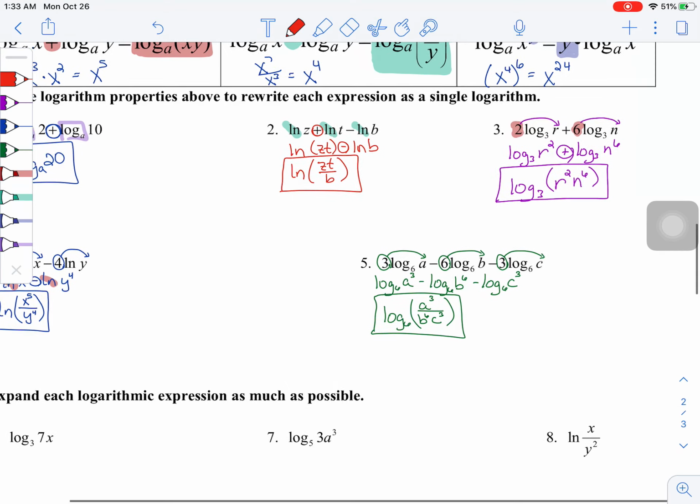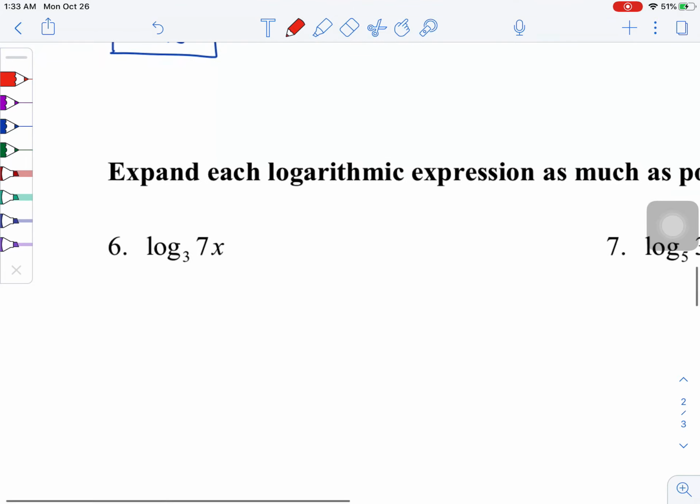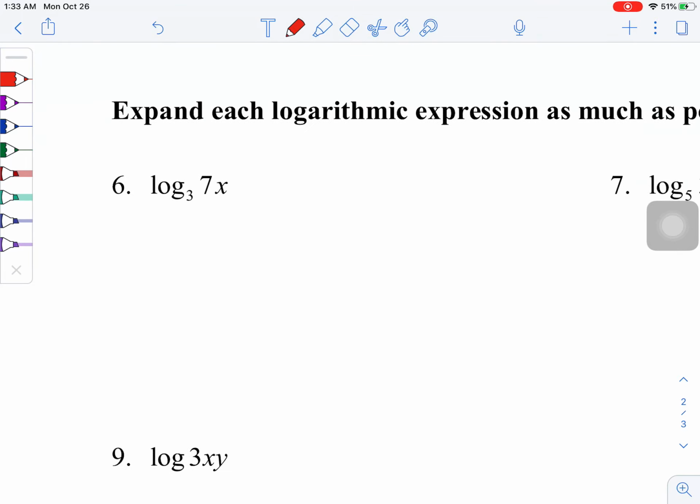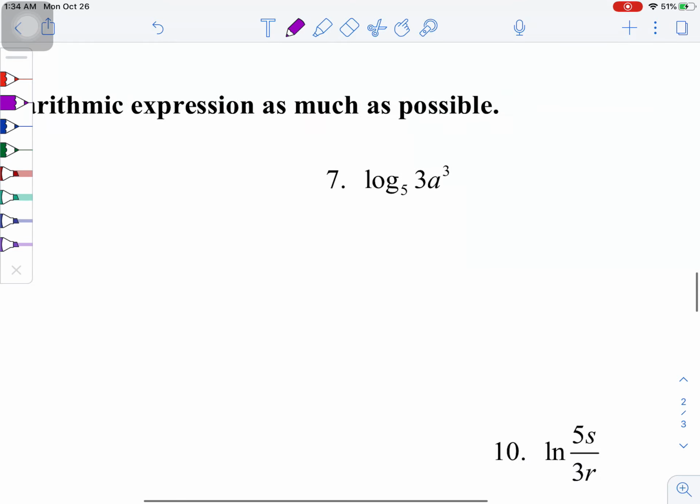All right, now for the next set, we're going to expand as much as possible. So I want to try and write as many logarithm expressions as I can. All right, so problem number 6 here, I have this argument of 7x, which is being multiplied. So to split that up, I'm going to take log base 3 of 7 plus log base 3 of x. All right, so when my arguments are being multiplied, I can split them apart as 2 logs being added together.